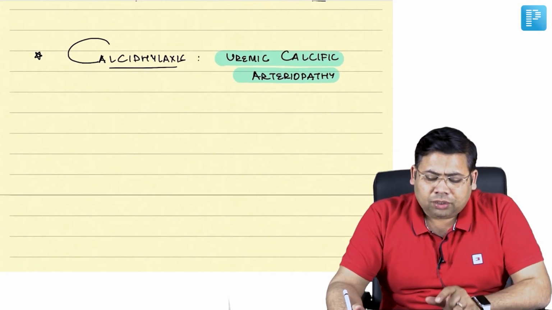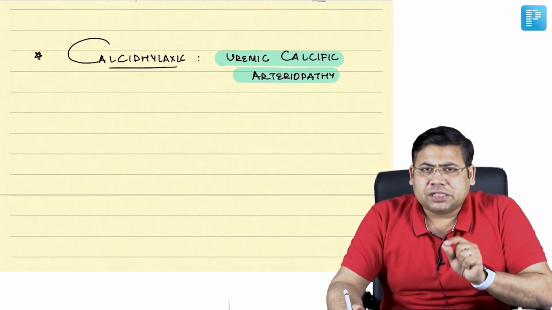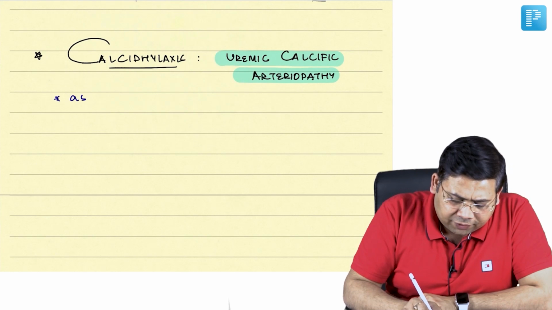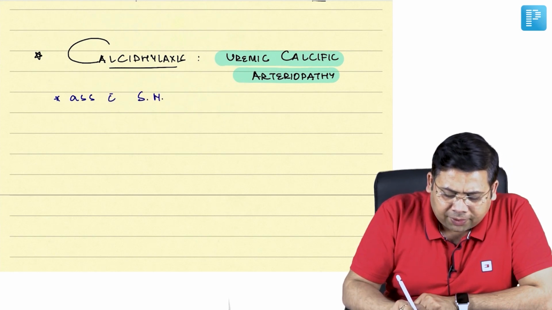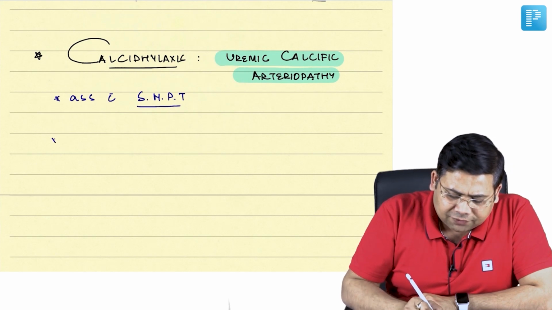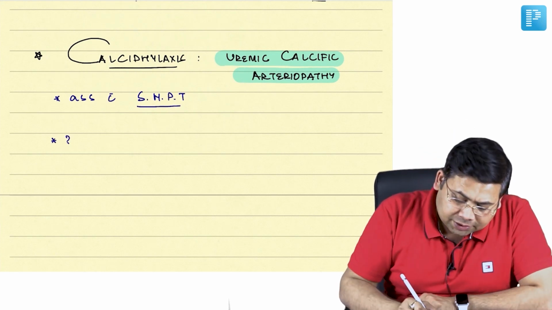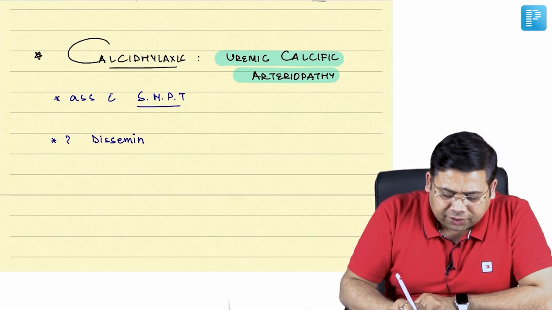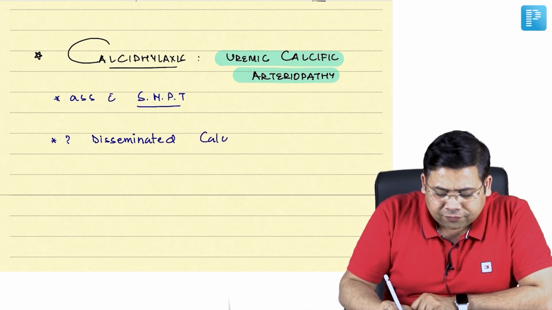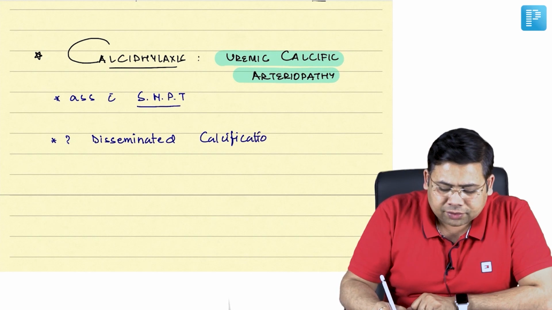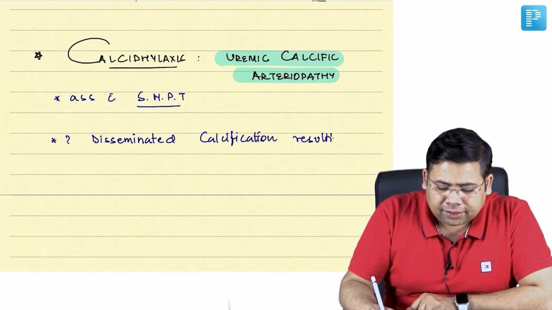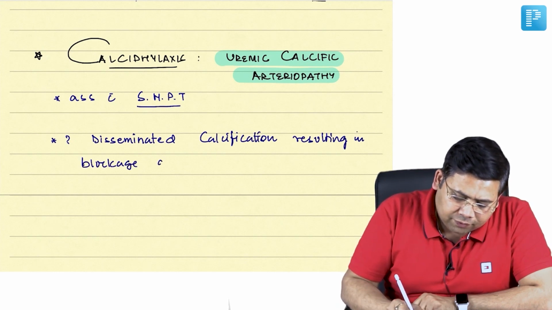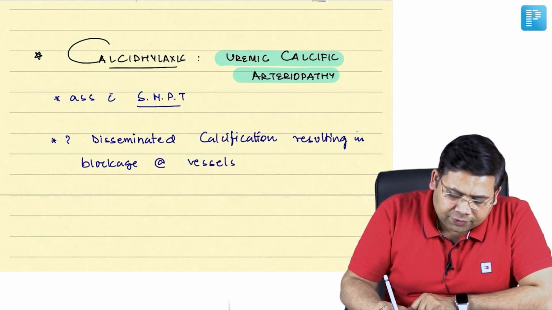So let us talk about what calciphylaxis is. This is generally a feature associated with secondary hyperparathyroidism. What is calciphylaxis? It is disseminated calcification resulting in blockage of vessels with skin necrosis.